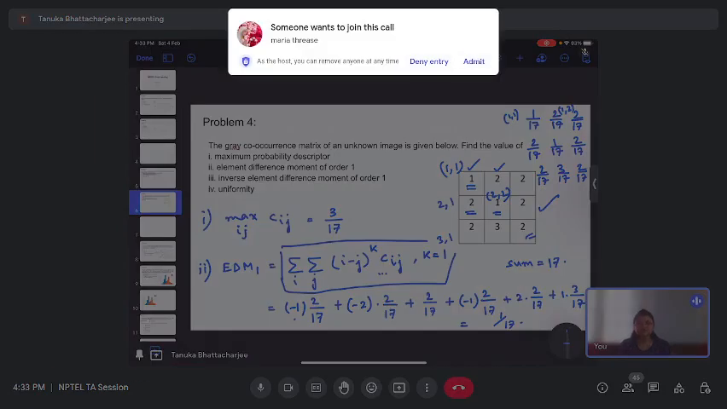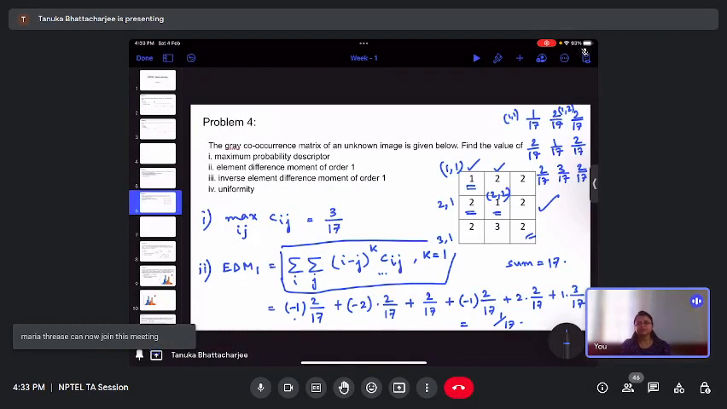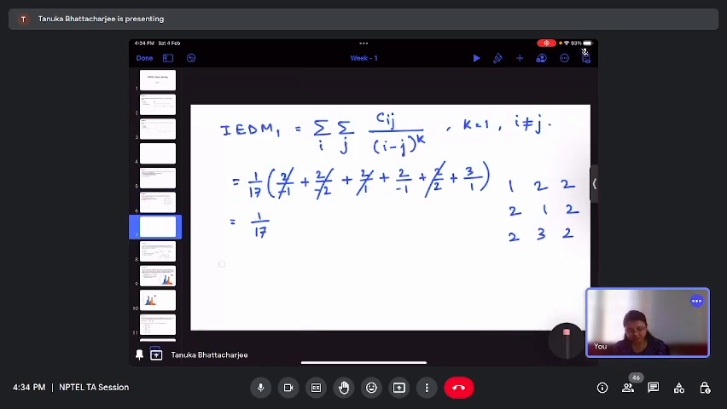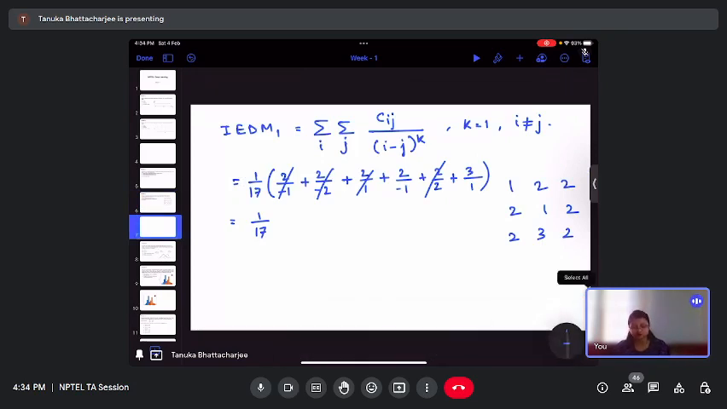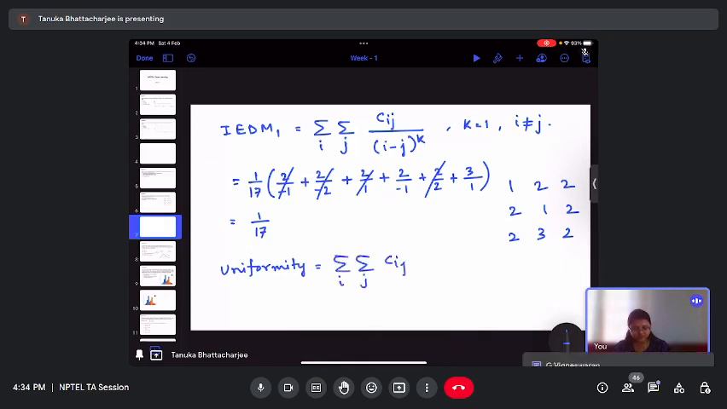These two features are quite similar, the element difference moment and inverse element difference moment. They are computed in a similar fashion. And the last feature that is remaining is the uniformity. So uniformity is simply the sum of squares of all the elements. So uniformity is basically summation over i, summation over j, Cij square.